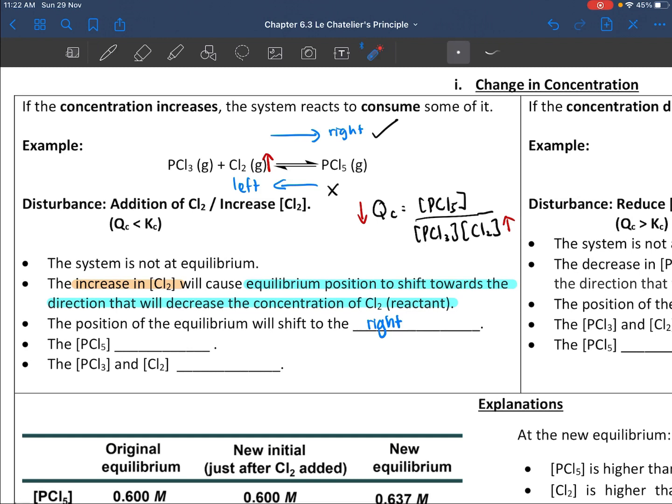Bila dia shift to the right, what happen to the concentration of PCl5? Tadi saya cakap kalau shift to the right, that means PCl3 dengan Cl2 ni combine to form more PCl5. That means the concentration of PCl5 increases. And then the concentration of PCl3 and the concentration of Cl2, since they combine to form PCl5, that means concentration dia decreases. Okay, so itulah Le Chatelier principle. Kiranya sistem tu yang kita letak gangguan je, tapi sistem tu akan capai equilibrium dia balik sendiri.